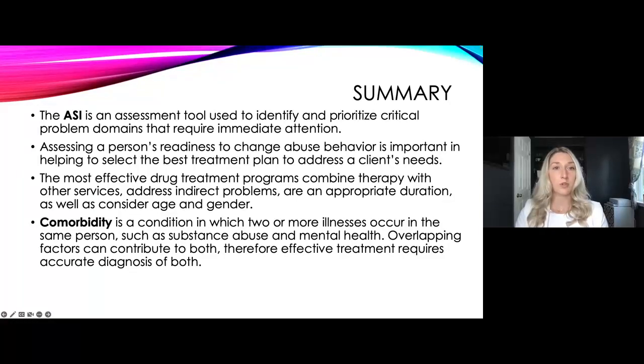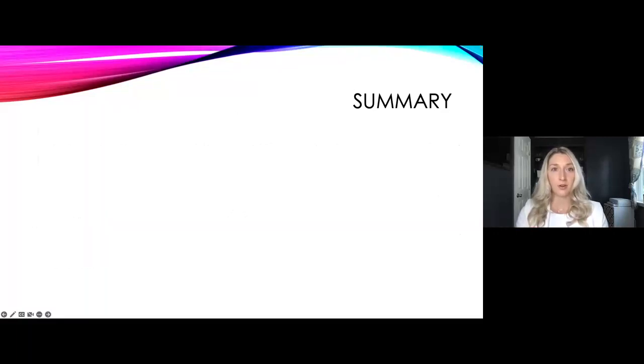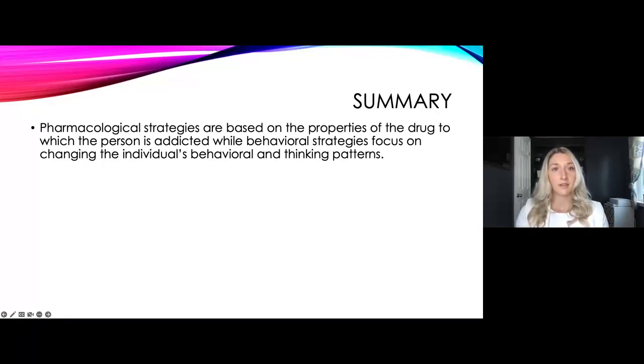Comorbidity is a condition in which there are two or more illnesses occurring in the same person. This can be substance abuse and mental health, for example. So there are overlapping factors that can contribute to both. Therefore, effective treatment requires an accurate diagnosis of both the substance use disorder and the mental health disorder to treat it appropriately. Pharmacological strategies are going to be based on the properties of the drug to which the person is addicted, while behavioral strategies are focusing on changing the individual's behavior and thinking patterns.